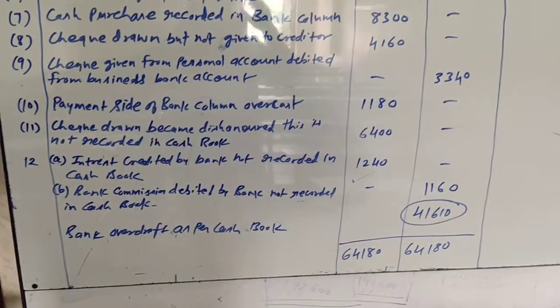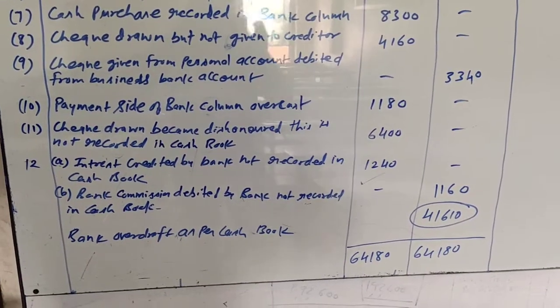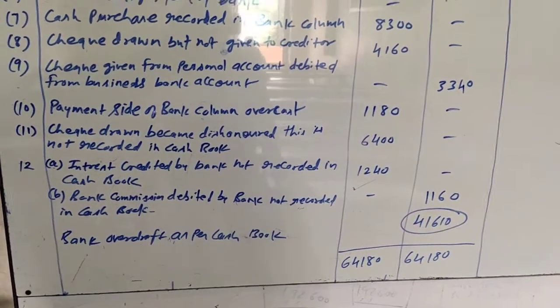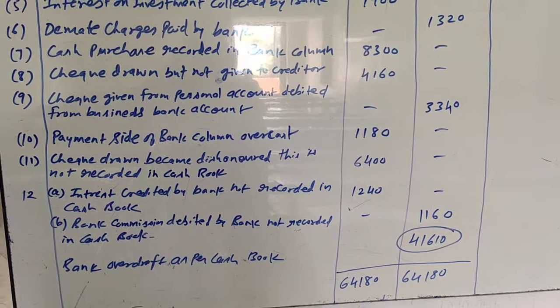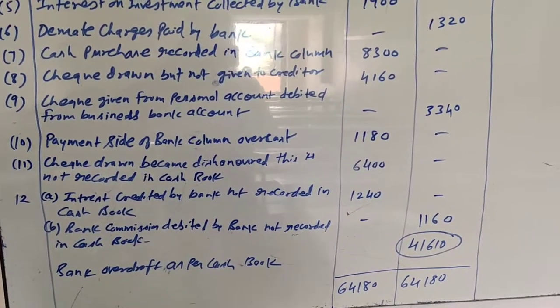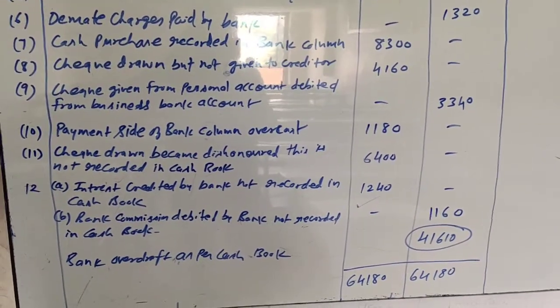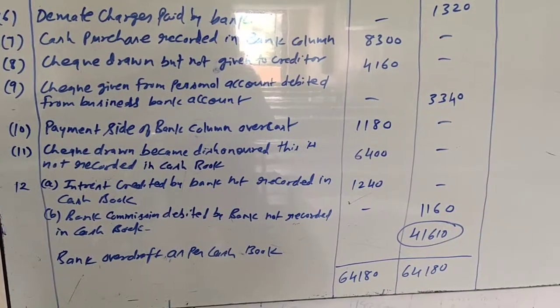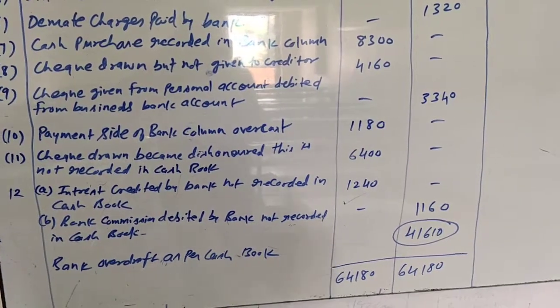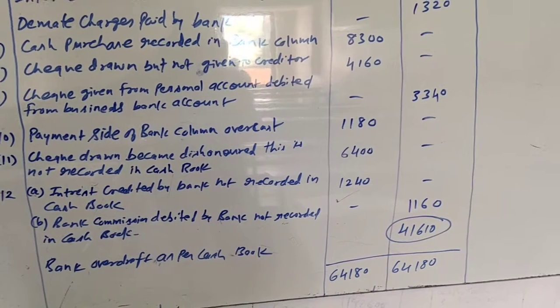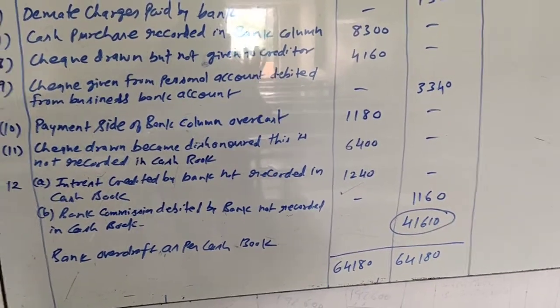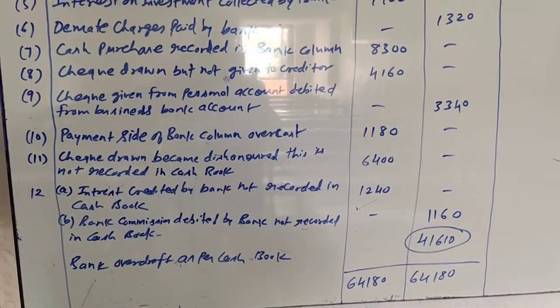So here it is 12A, interest credited by bank not recorded in cash book 1240, so we will be recording at the debit side of our BRS, right? Then bank commission debited by bank not recorded in cash book, so bank has debited, it is not recorded in cash book, so we will be recording at the credit side of our BRS. So this is all about sum number 12.